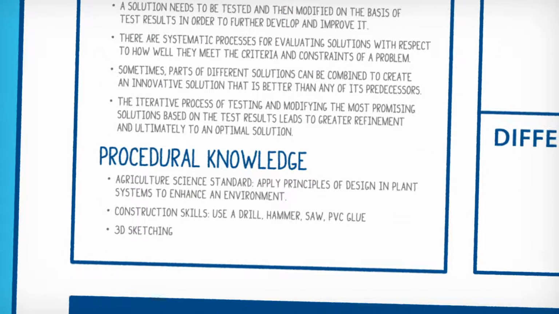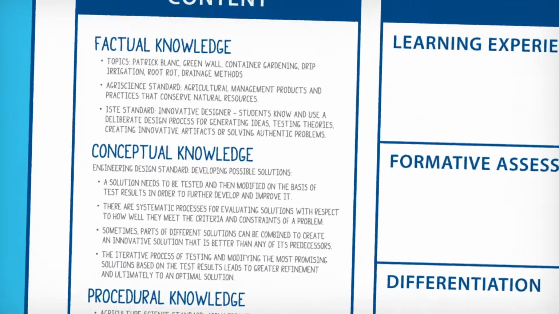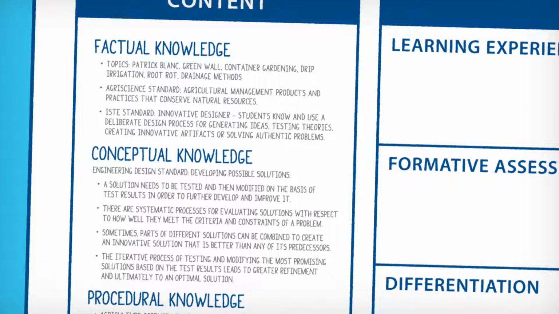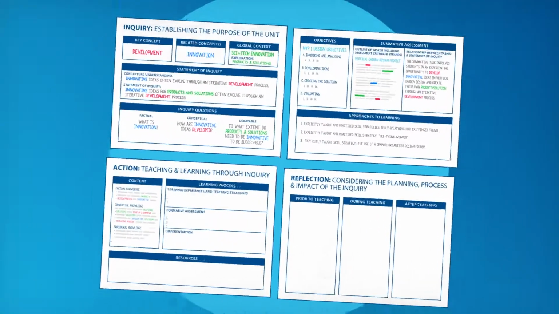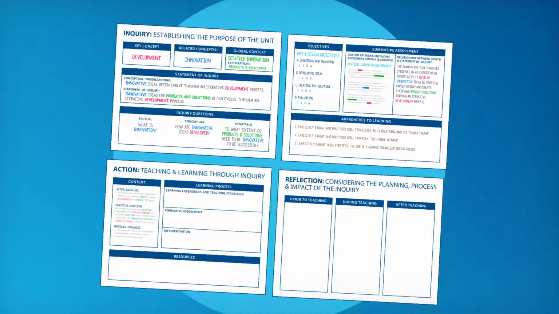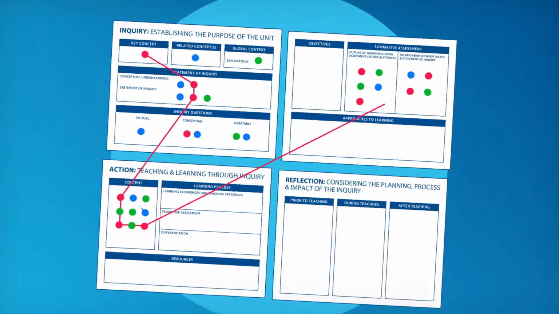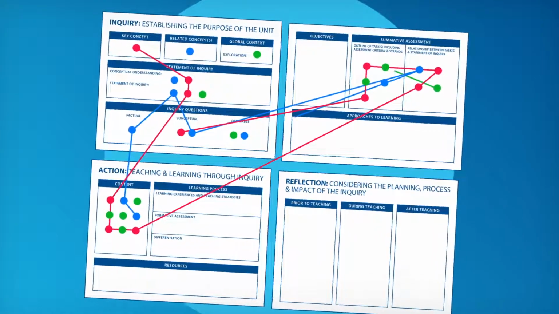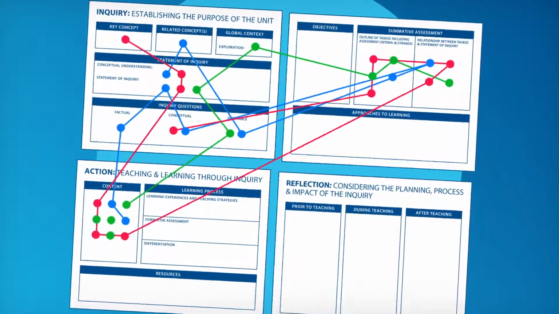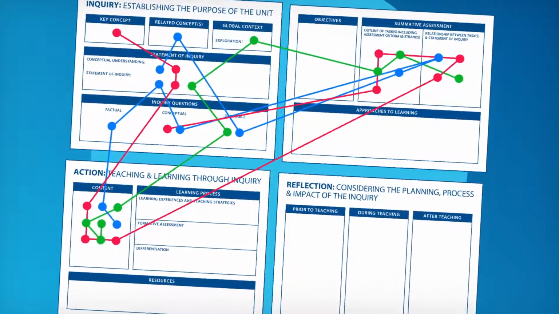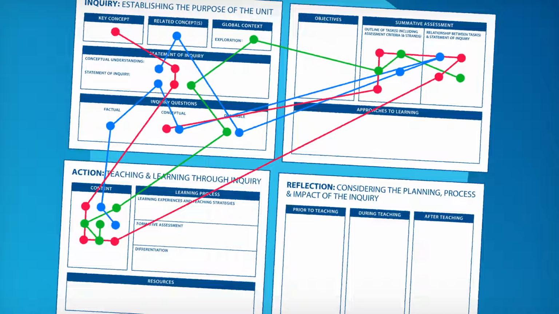As unit content is being identified, you can check to make sure that it includes knowledge, concepts, and/or skills that can support understanding of the unit's key and related concepts and the global context exploration. As we progress through the unit planner, you can see how the different elements are connected to and dependent on each other. This interconnection is what distinguishes a cohesive, intentional unit plan. It is also what makes it possible to begin unit planning at any point.